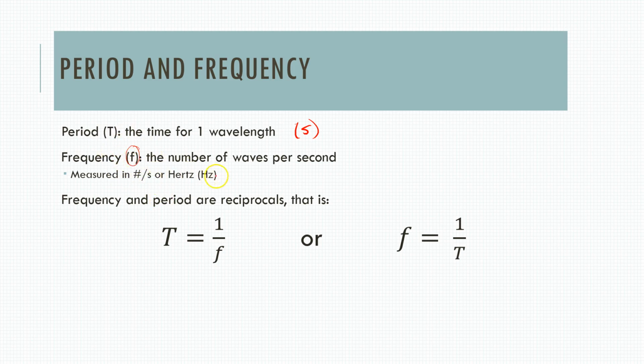So our frequency has two possible units of measurement. That is either number, like number of waves per second, or hertz. For example, you could say 3 per second. That means 3 waves per second, and that would be the same thing as 3 hertz. That means 3 waves per second, which is why the period has to be in seconds.